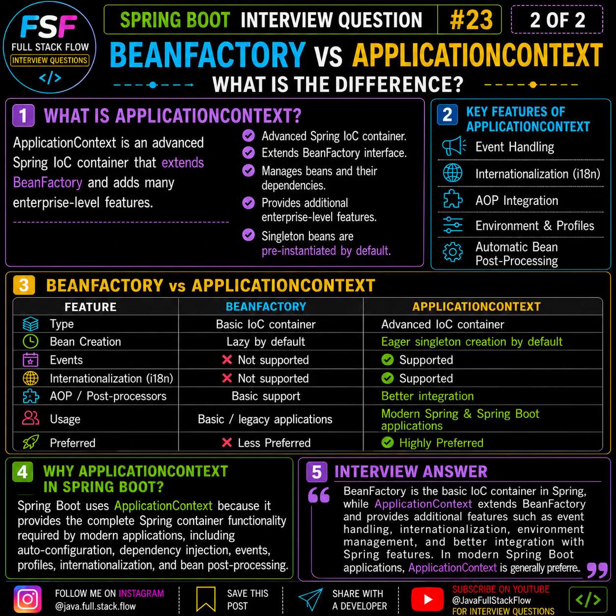Application context is an advanced Spring IOC container. Means it extends the BeanFactory interface and provides all the basic functionality of BeanFactory along with the additional features. It creates and manages Spring Beans and their dependencies. It also provides dependency injection and bean lifecycle management. One important point is that singleton beans are pre-instantiated by default. So application context is more feature rich than BeanFactory and is commonly used in modern Spring applications.